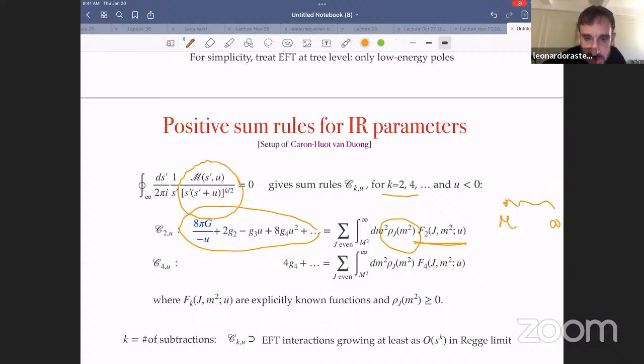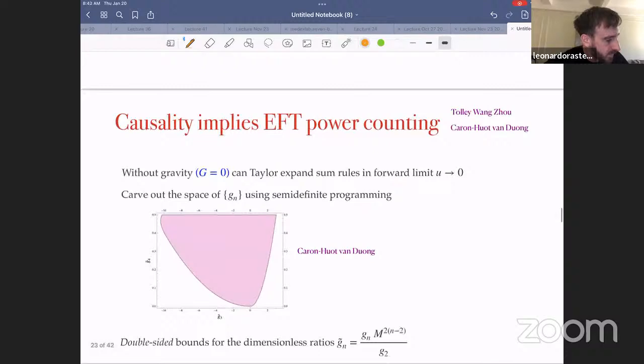The forward limit, remember, is u going to zero. And this was done for several of the past years. Of course, if you are going to milk the sum rules by expanding in the forward limit, you have some issue with the graviton pole. So the simplest thing to do, which was done first, of course, is to work in the case without gravity.